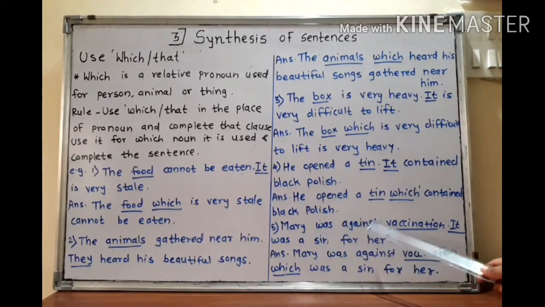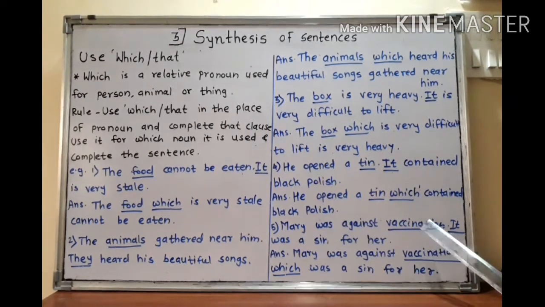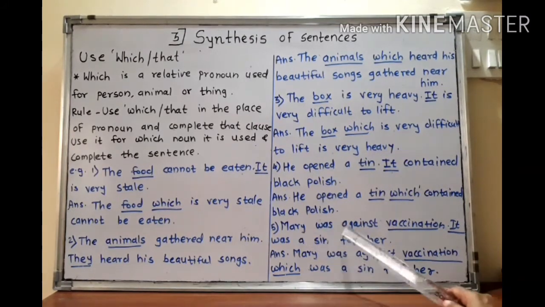Mary was against vaccination, it was a sin for her. It is used for vaccination, not for Mary. So immediately after this noun, use which and complete that clause. So how will the answer be? Mary was against vaccination, which or that was a sin for her.